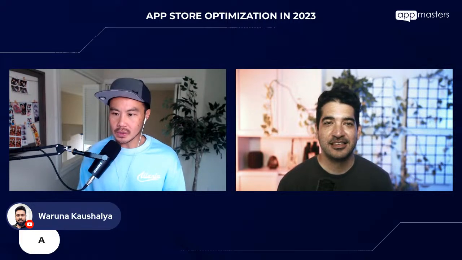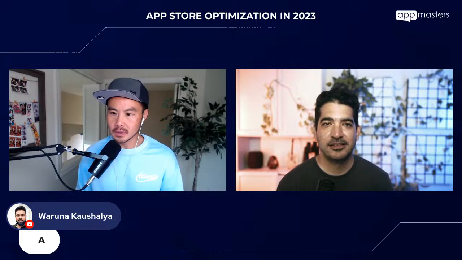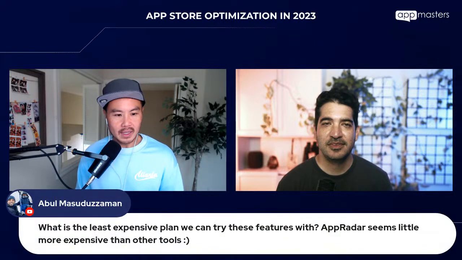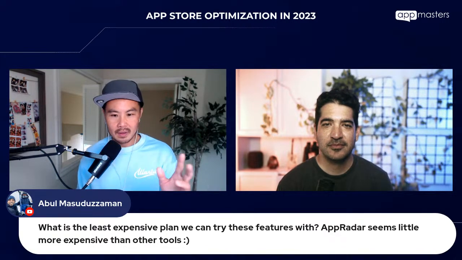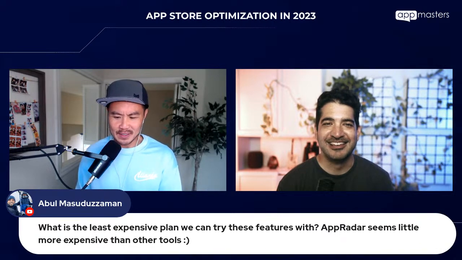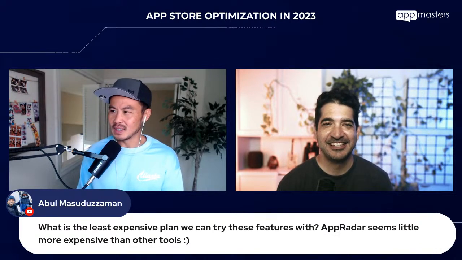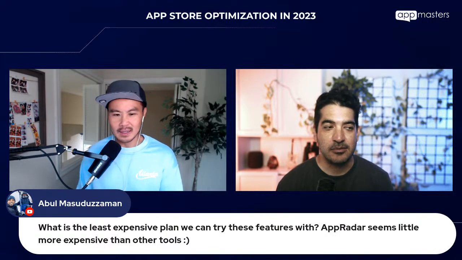I do want to make sure we answer all these questions. Tools. Abdul says it's App Figures. What is the least expensive plan we can try App Figures with? App Radar. I'm sure he's talking about App Figures. App Figures feels a little bit more expensive than the other platforms. What do you think, Ariel? You want to tackle this right now? Sure.